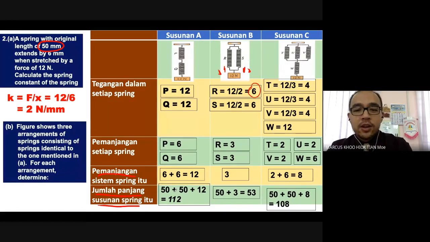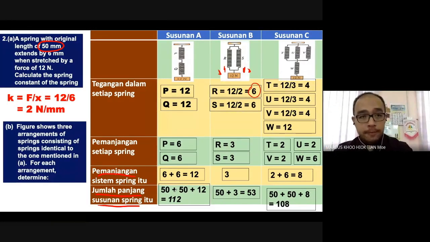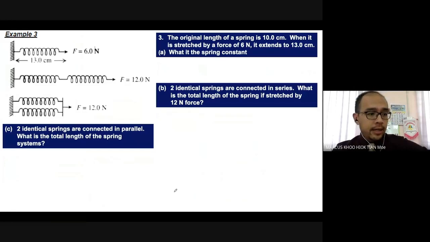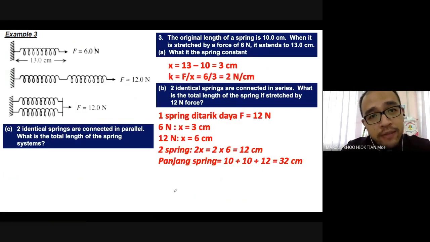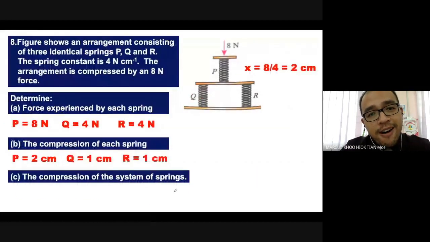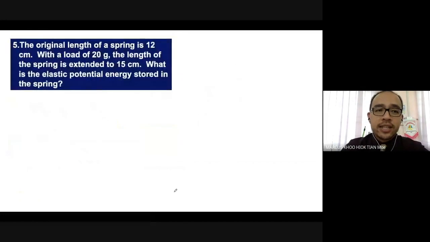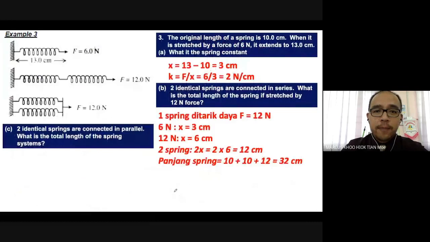Okay, but all this of course is in millimeters lah. Don't forget lah. Okay, it's in millimeters. Okay. Let me see. How many examples do I have? My goodness, so many examples. Okay. Let me try to finish all these examples and then we will call it a day lah.